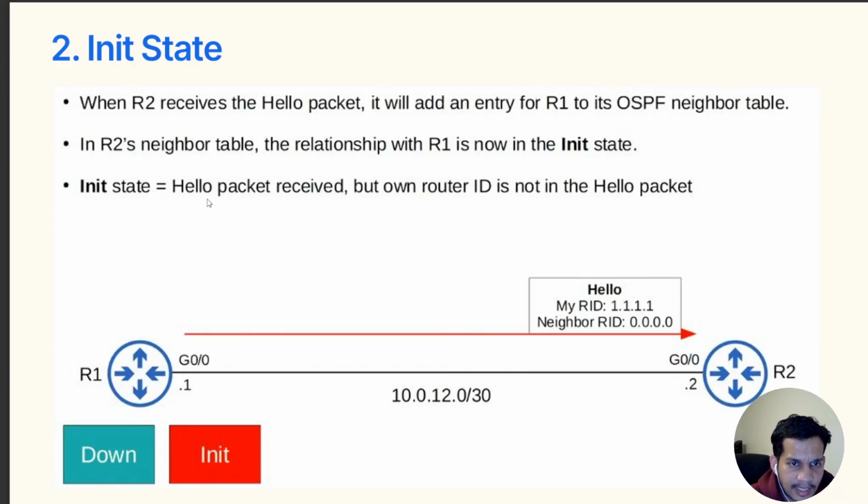The init state means a hello packet has been received, but its own router ID is not in the hello packet. It has just received R1's router ID, but it hasn't shown its router ID to R1 yet. So basically, receiving the hello packet is the init state.